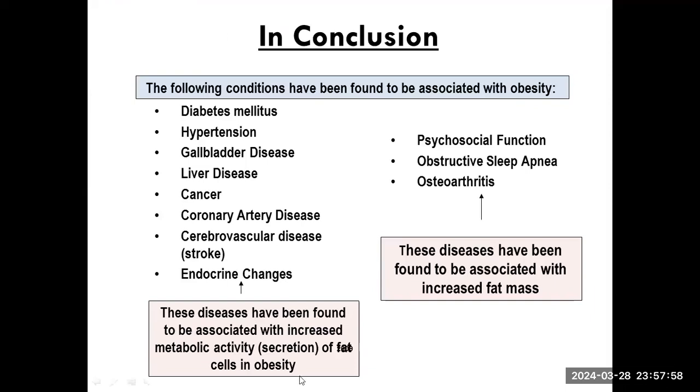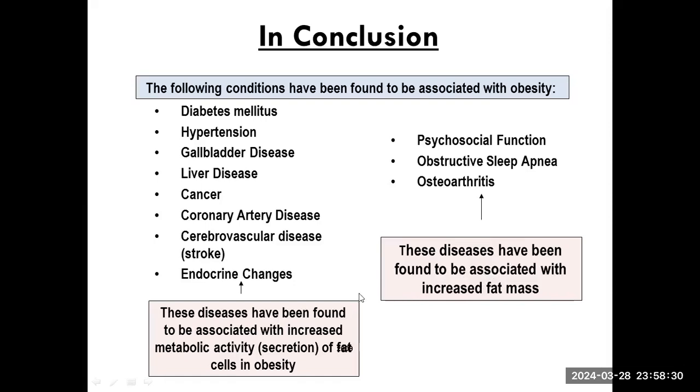Say, for example, these diseases have been found to be associated with increased metabolic activity of cells in obesity, and these are the ones on the right side. These other diseases have been found to be associated with the increased fat mass. This one is associated with the increased metabolic activity and secretion of the cells, but this one is found associated with the increased fat mass.